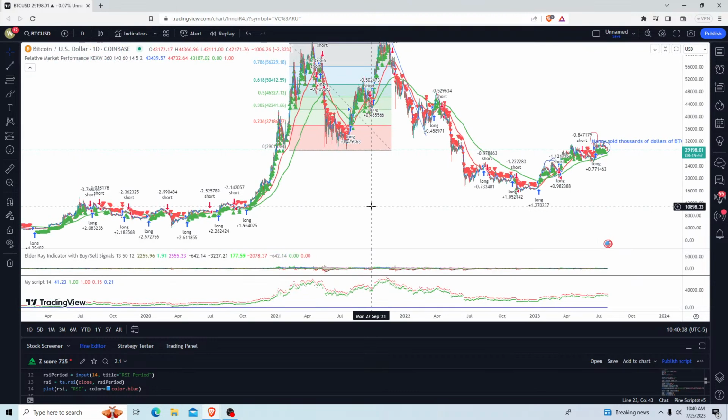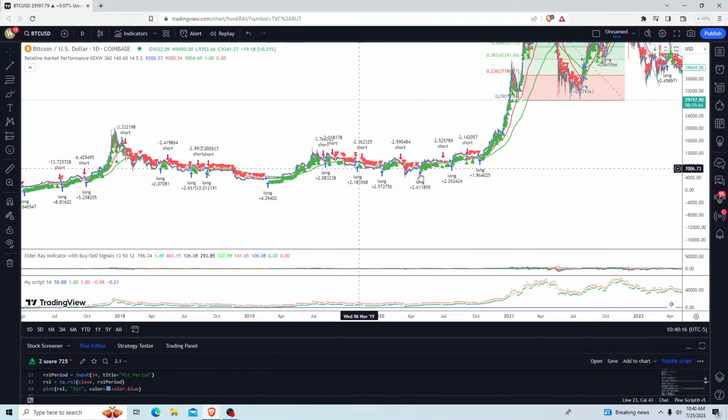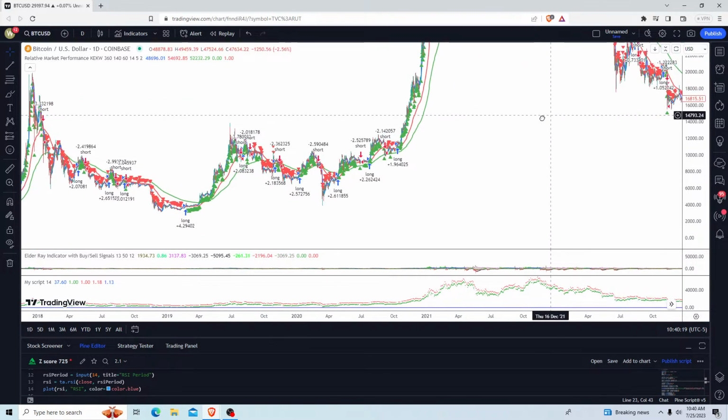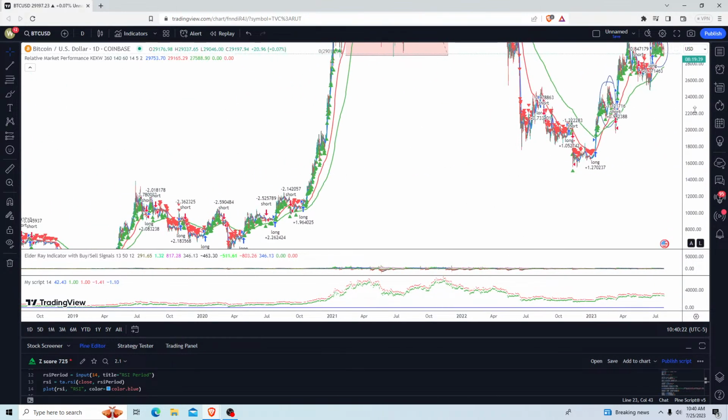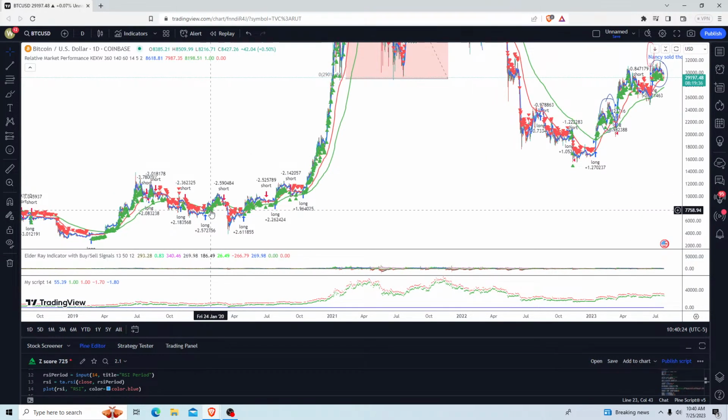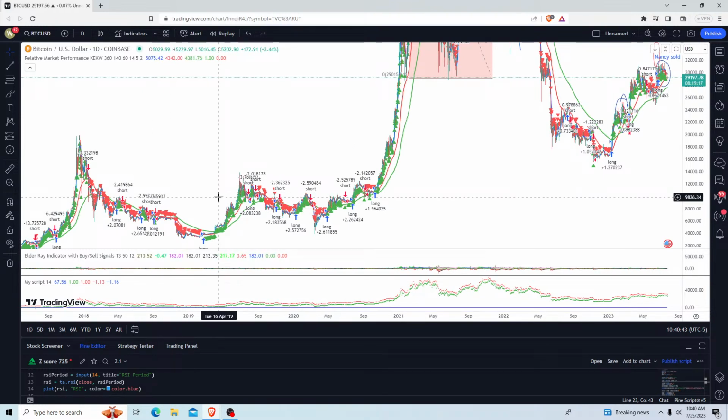But if you look at Bitcoin, it looks similar to this, unfortunately. If you really look at it, it looks eerily similar. But we could be a little bit farther along. Maybe we're right here. Maybe we're around here.